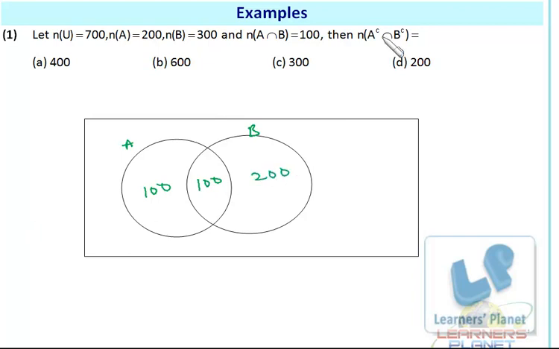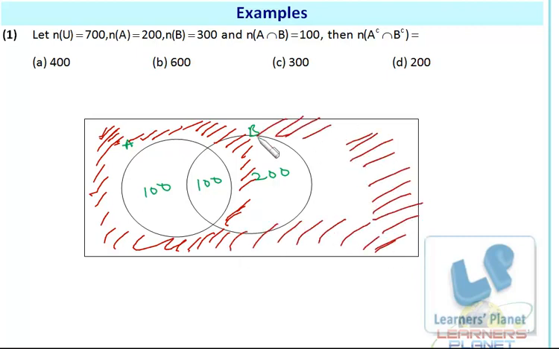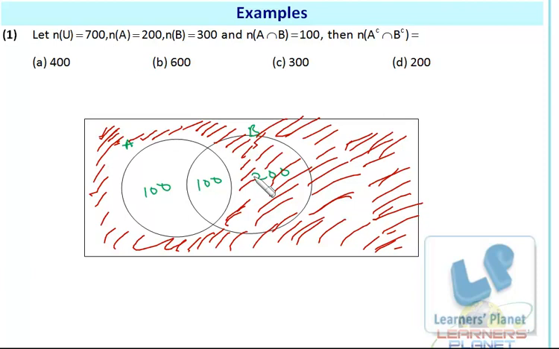Okay, now we have to see the common portion of A complement and B complement. So just listen to me carefully. You can do this problem using formula also, but how do you solve this problem using Venn diagram? That I'm just going to show it over here. Now you see, what is A complement? A complement is this entire area, right? Except this circle. Except this circle, the entire area is A complement.